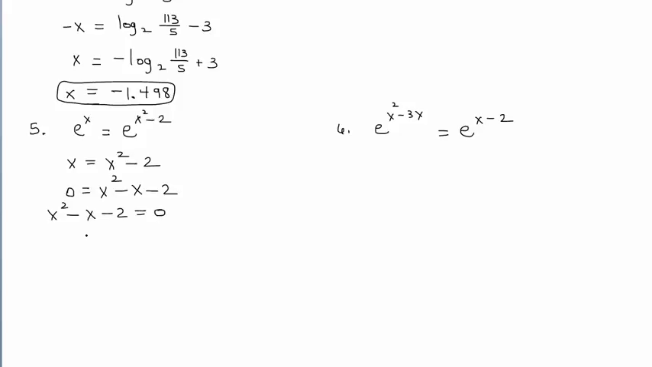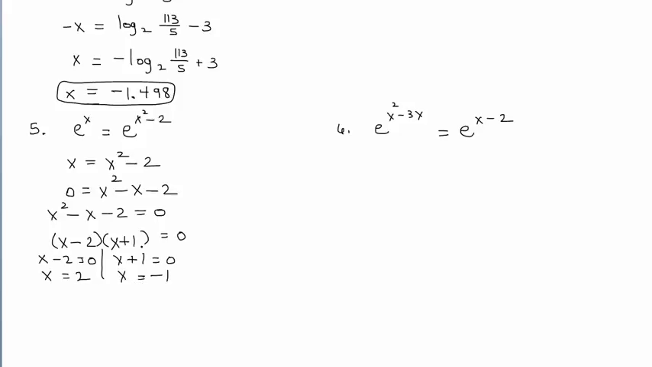All right, how do we solve? Well, we factor. Or we use quadratic formula. I think this is factorable though. Factors of -2 that add to -1. This would have to be -2 and this would have to be +1. I think, yeah, that was supposed to be a negative.